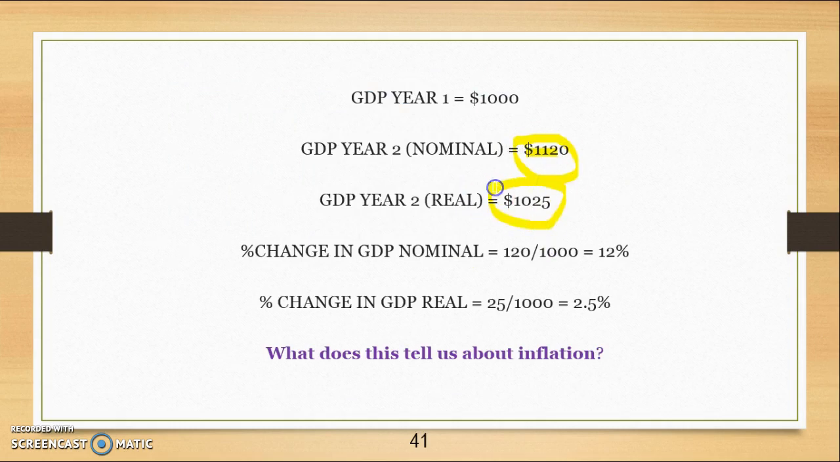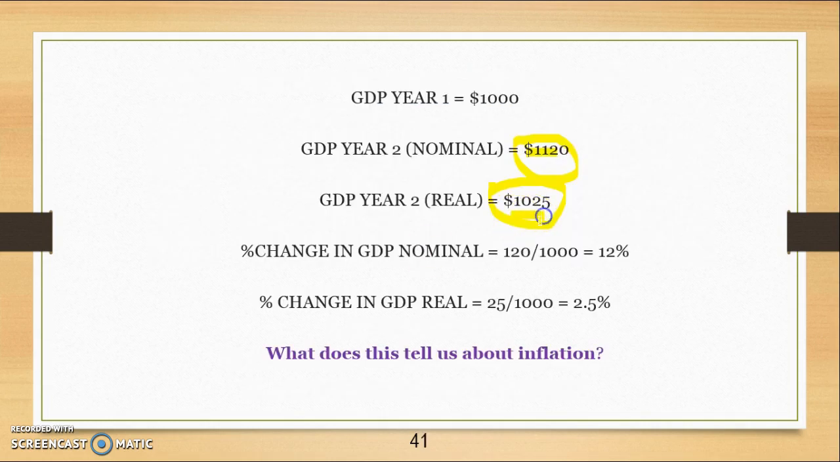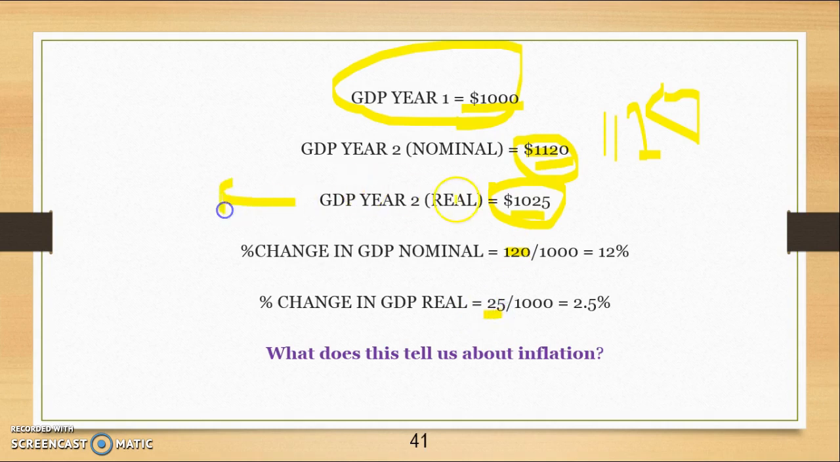To calculate your real GDP in year 2, we've just done 500 plus, that'll be 600, plus whatever 25 times 9 is, which is 225. So you would get a figure of 1,025 for that figure. To calculate the change in nominal GDP, it's the nominal figure in year 2, so 1,120, minus the nominal figure in year 1, which is 1,000, so you get a figure of 120, divided by nominal GDP in year 1, which is 1,000. To calculate the change in real GDP, you do real GDP in year 2, which is 1,025, minus the GDP in year 1, which we get from our nominal figures, which is 1,000, so it's 25 divided by 1,000, which equals 2.5%.